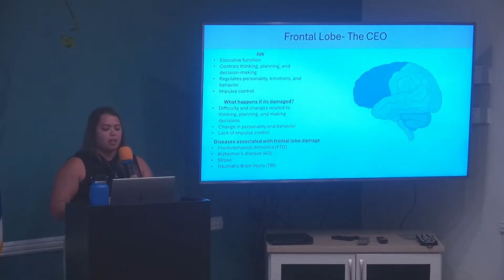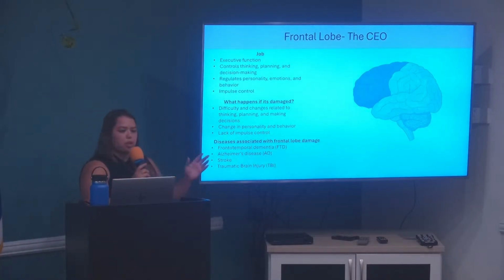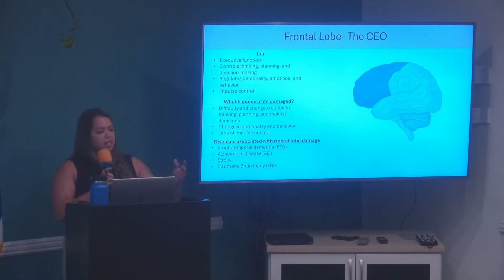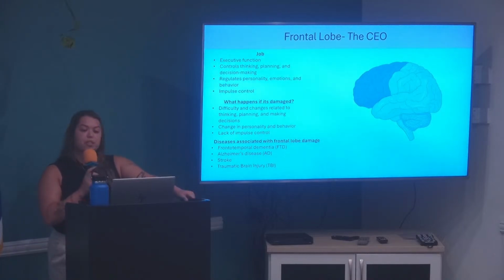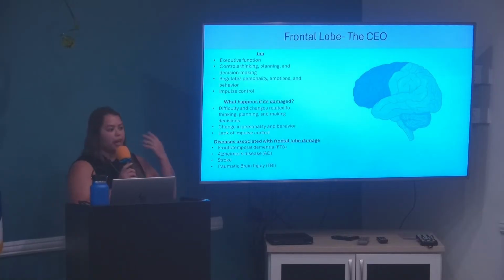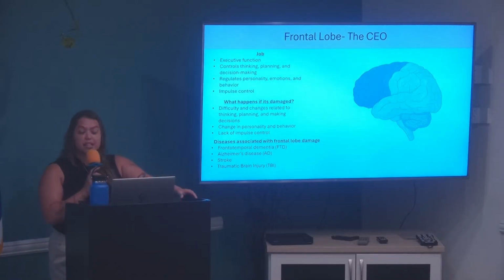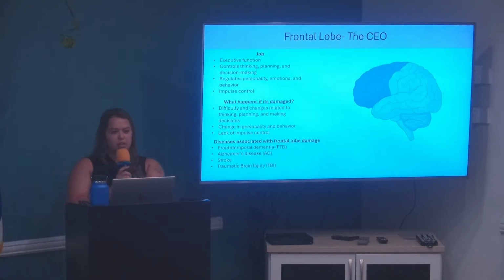So these are some of the diseases associated. We'll go over a couple, but one is that frontotemporal dementia. We also see this in Alzheimer's disease. And then stroke and traumatic brain injury. So if you have damage to your brain, either by brain bleeds or if you knock your head on something in a traumatic way, this can be a result of damage to your frontal lobe. Okay, any questions on the frontal lobe yet? Yeah, I need to talk slower.